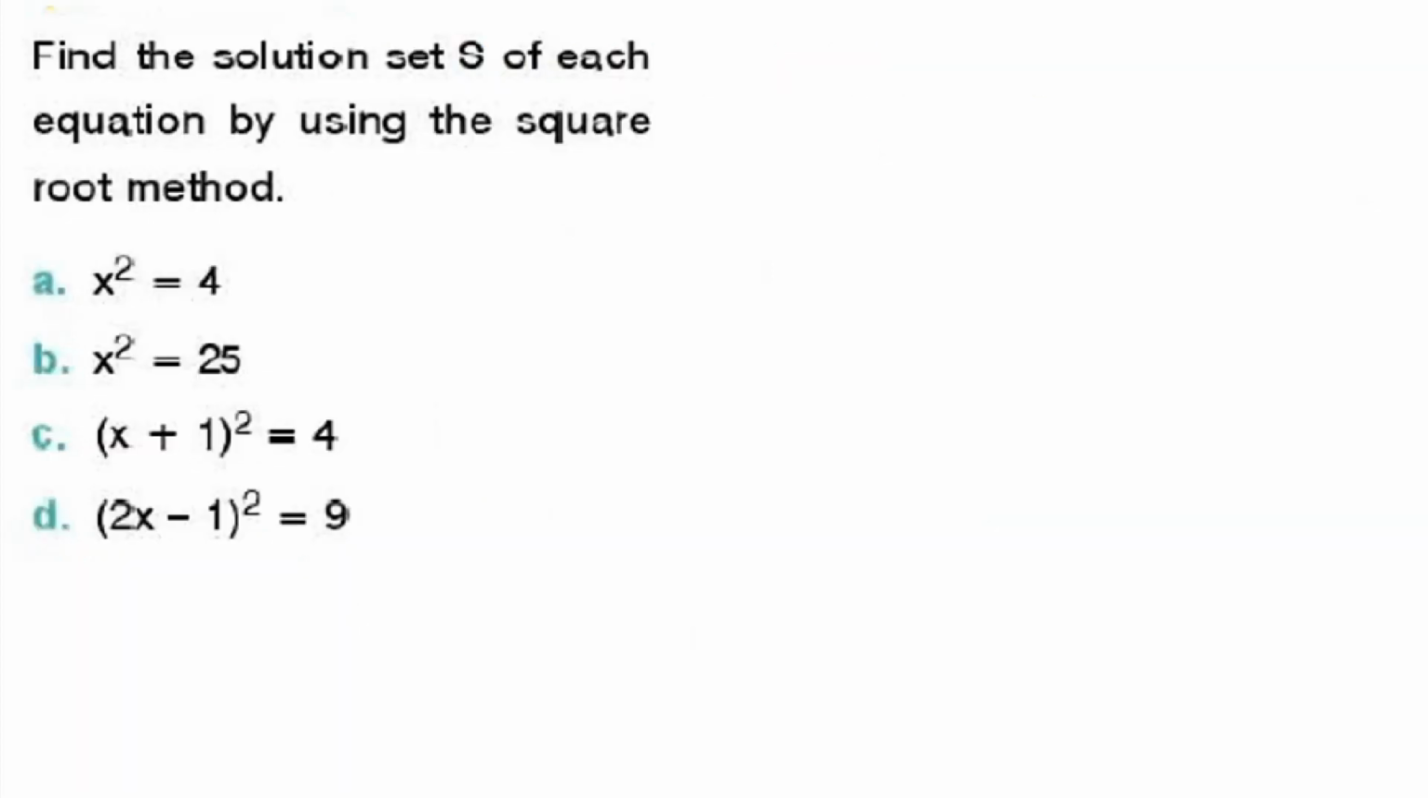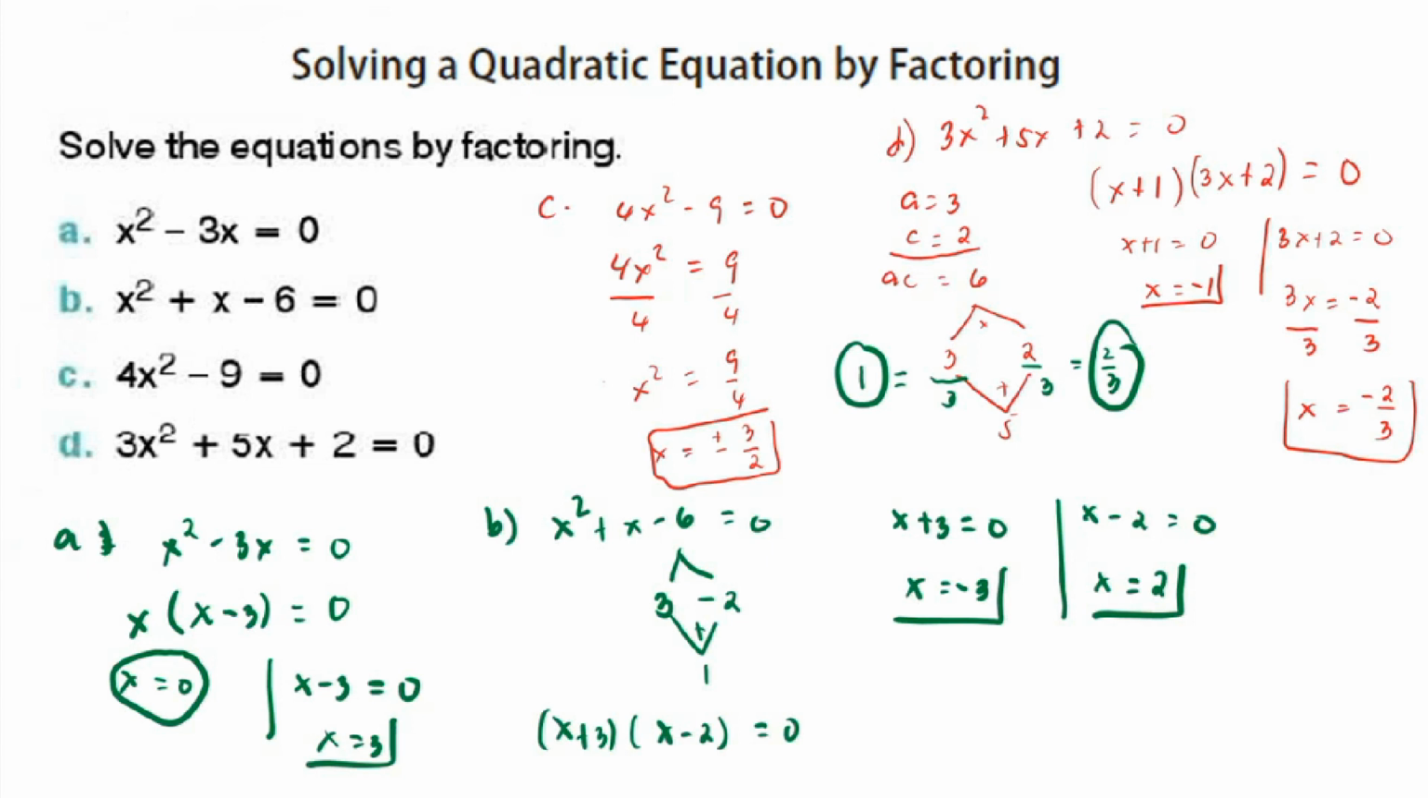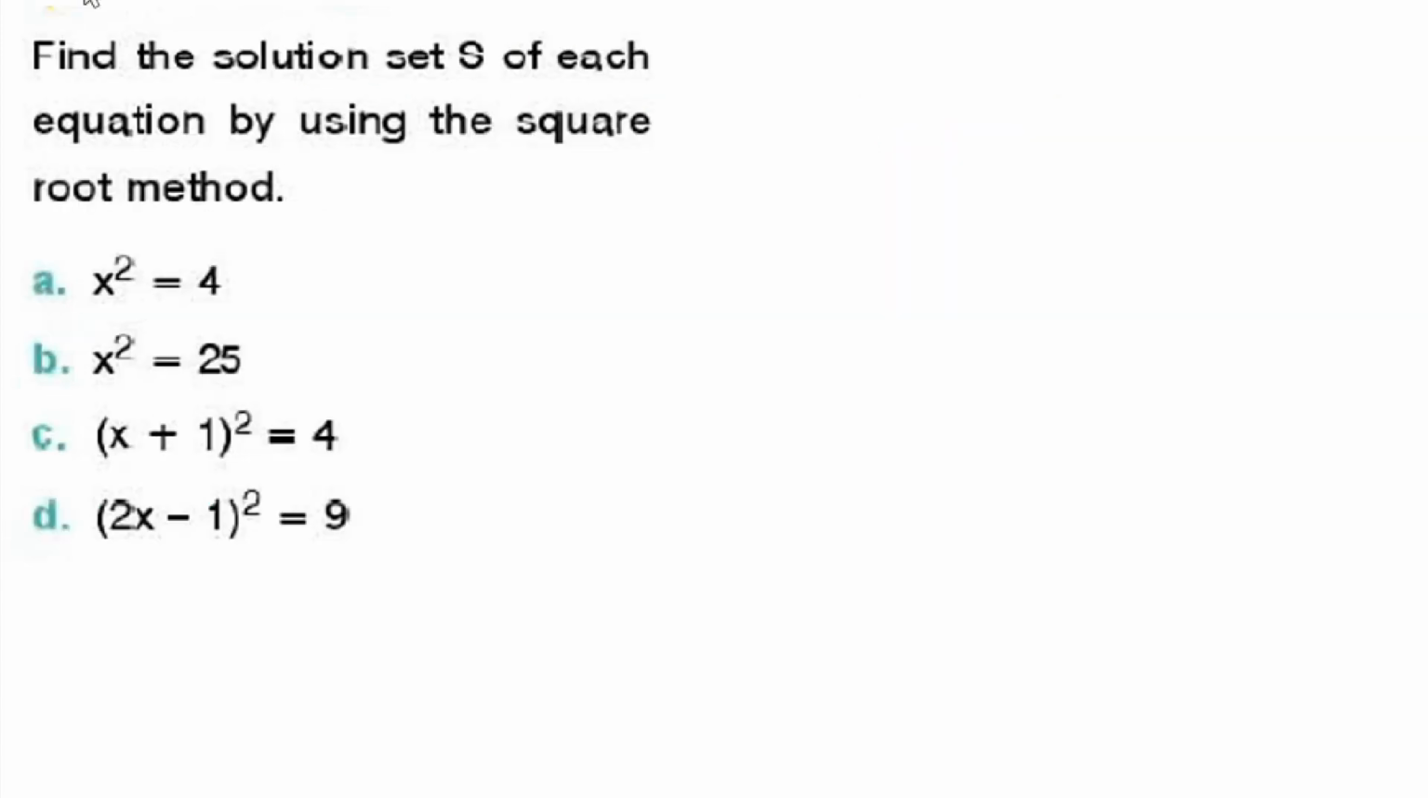Next, we have: find the solution set S of each equation by using the square root method. So the square root method is similar to what I gave you here, that is on letter C. Okay, for letter A, I will write now. A, we have x squared equals 4.